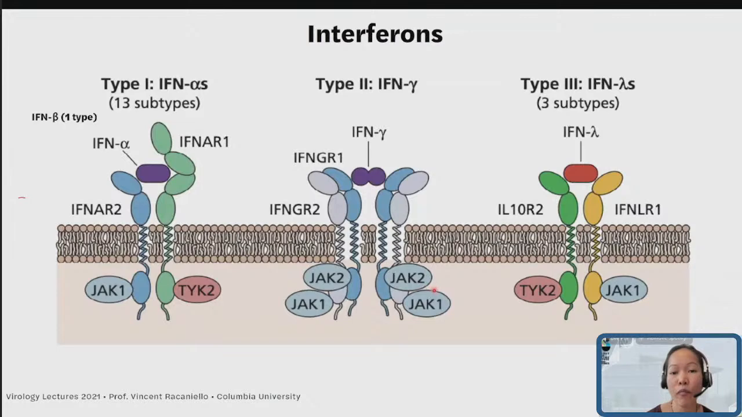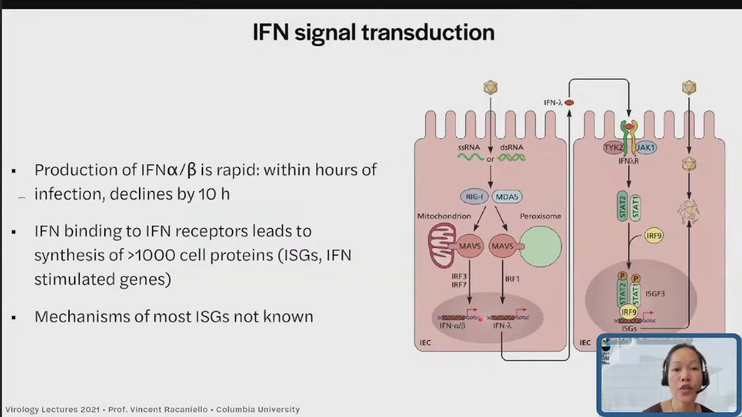And next one is the interferon signal transduction. So, like I said earlier, interferon alpha and beta is rapid. It happens within hours, and it also declines afterwards. So it's important that when we study interferon stimulation, we monitor it per hour because it varies. There are also interferons that are produced in early time points of virus infection, and there are interferons that are produced in later time points of virus infection.